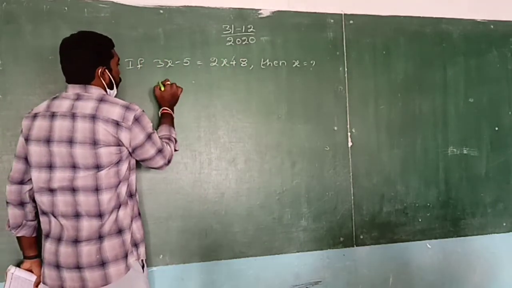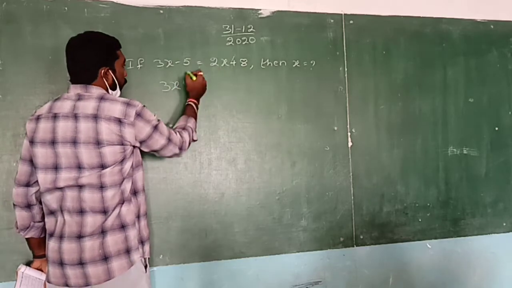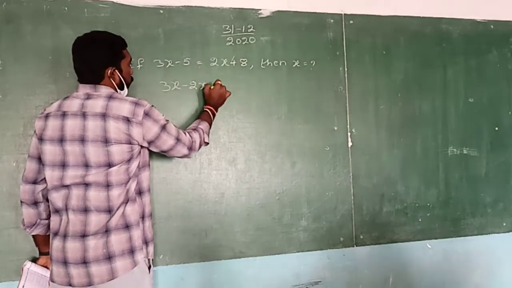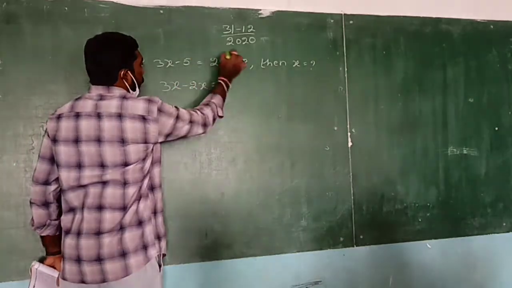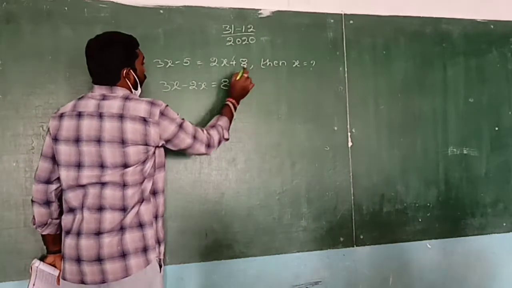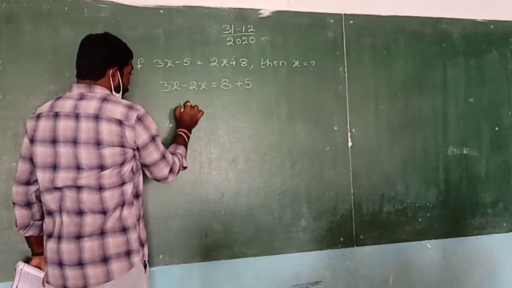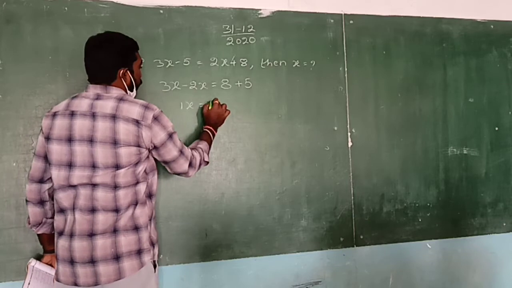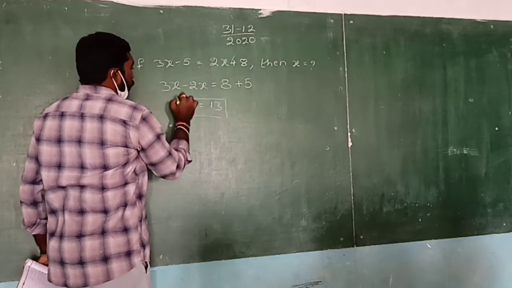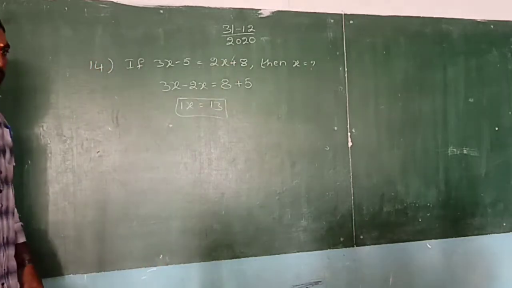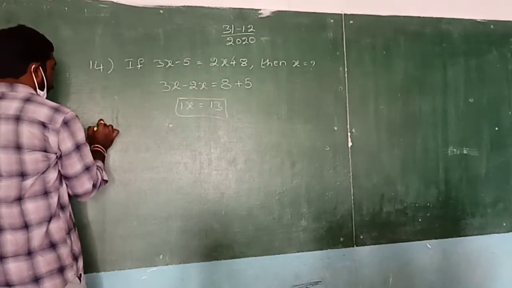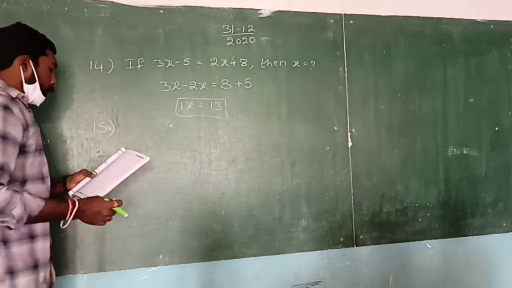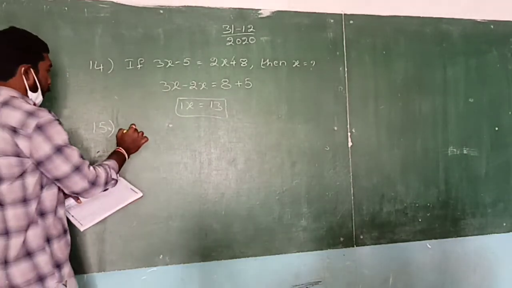So variables: 3x minus 2x is equal to 8, replace this 5 to this side. So 1x is equal to 8 plus 5. What is the question asking? What is the value of x? So x value is 13.